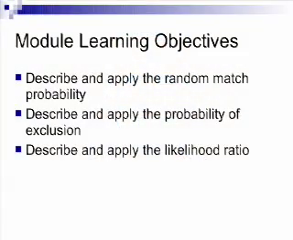This is the third module and addresses learning objective number 3. Apply these genetic and statistical principles to the interpretation of DNA test results. The module learning objectives are: describe and apply the random match probability, describe and apply the probability of exclusion, and describe and apply the likelihood ratio.